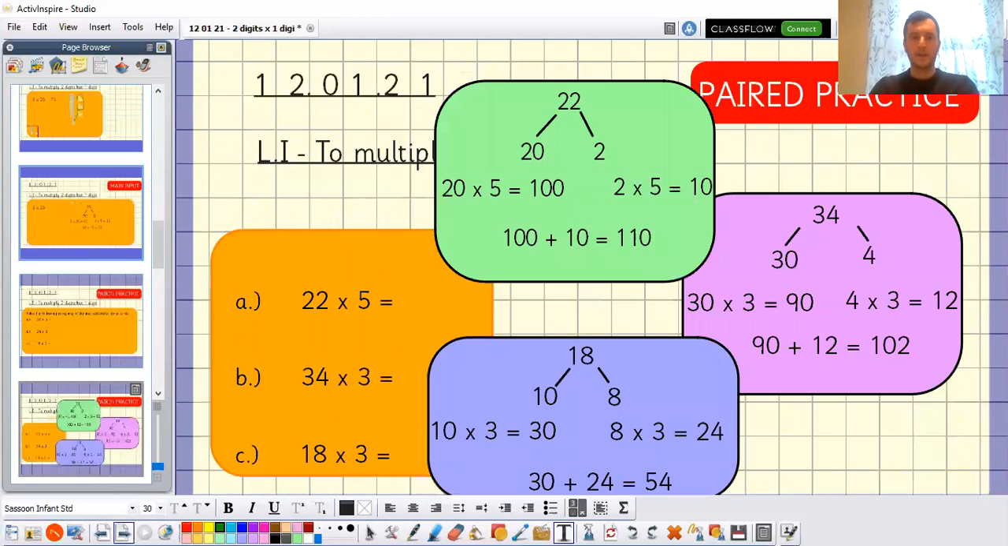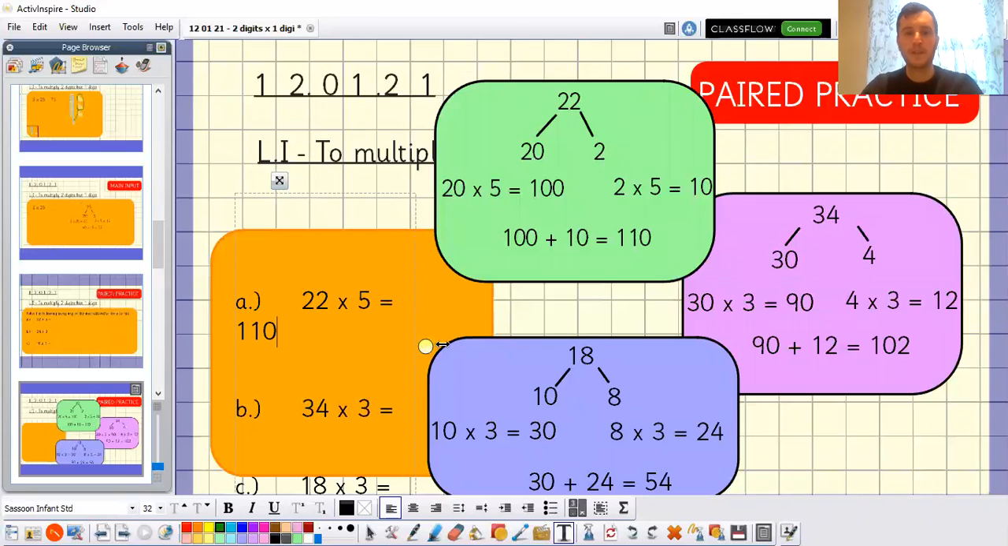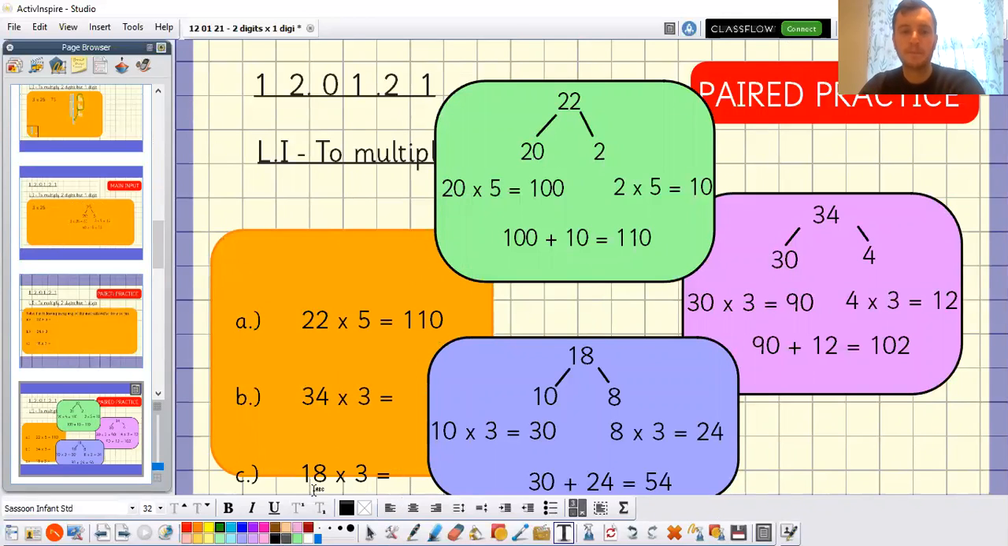So, I've done the partitioning method for each one. For the first one, 22 is partitioned into 20 and 2. I then did 20 times 5, which equals 100, and 2 times 5, which equals 10. 100 plus 10 is equal to 110. So my answer for that one is equal to 110.